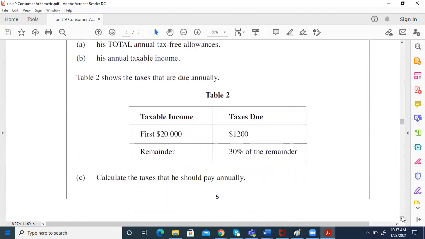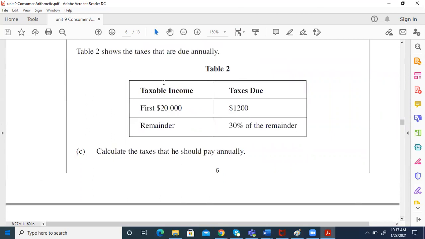Okay, so the next one now. Table 2 shows the taxes that are due annually. Taxable income: the first 20,000, you pay 1,200. The remainder, you pay 30%. Calculate the taxes that you should pay annually. So what do you think now? Because we have a figure that we're working with, tell me how you would go about it.